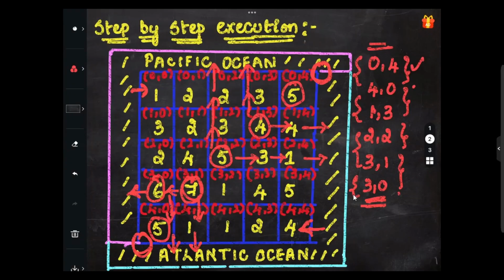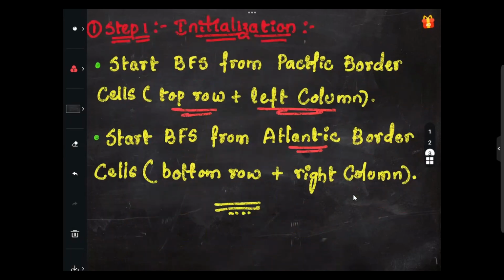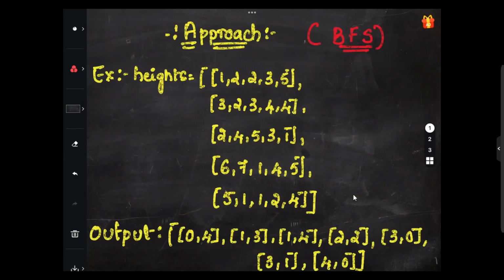These are the cells basically: 0, 4, 4, 0, 1, 3, 2, 2, 3, 1 and 3, 0. So yeah, these are the cells: 1, 3, 2, 2, 3, 1 and 3, 0. So this is the output that we got, which is equivalent to the output that they have given for the question 1 here.